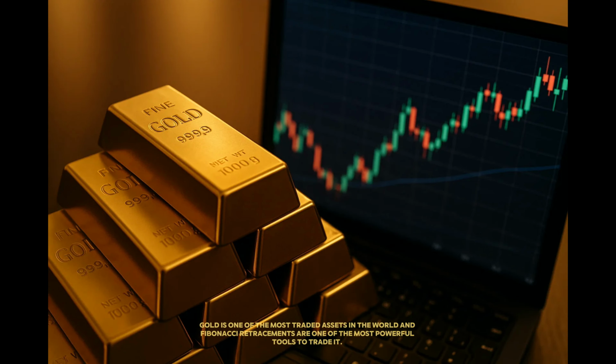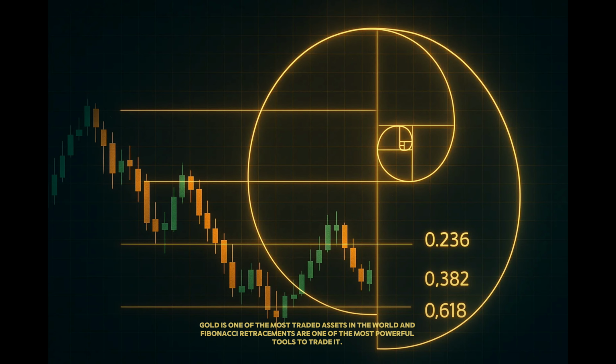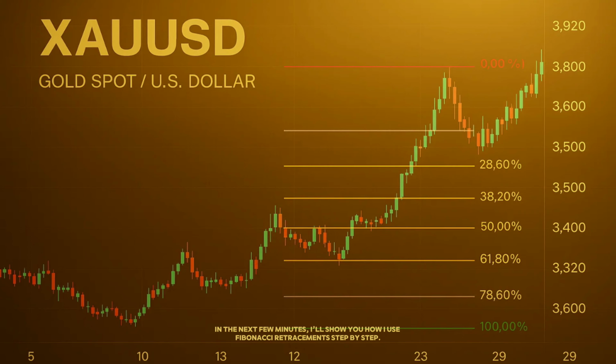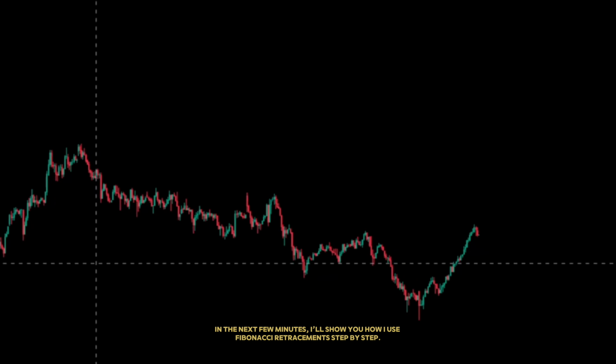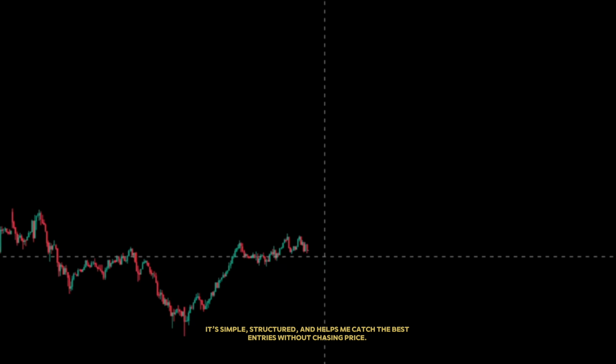Gold is one of the most traded assets in the world, and Fibonacci retracements are one of the most powerful tools to trade it. In the next few minutes, I'll show you how I use Fibonacci retracements step by step. It's simple, structured, and helps me catch the best entries without chasing price.